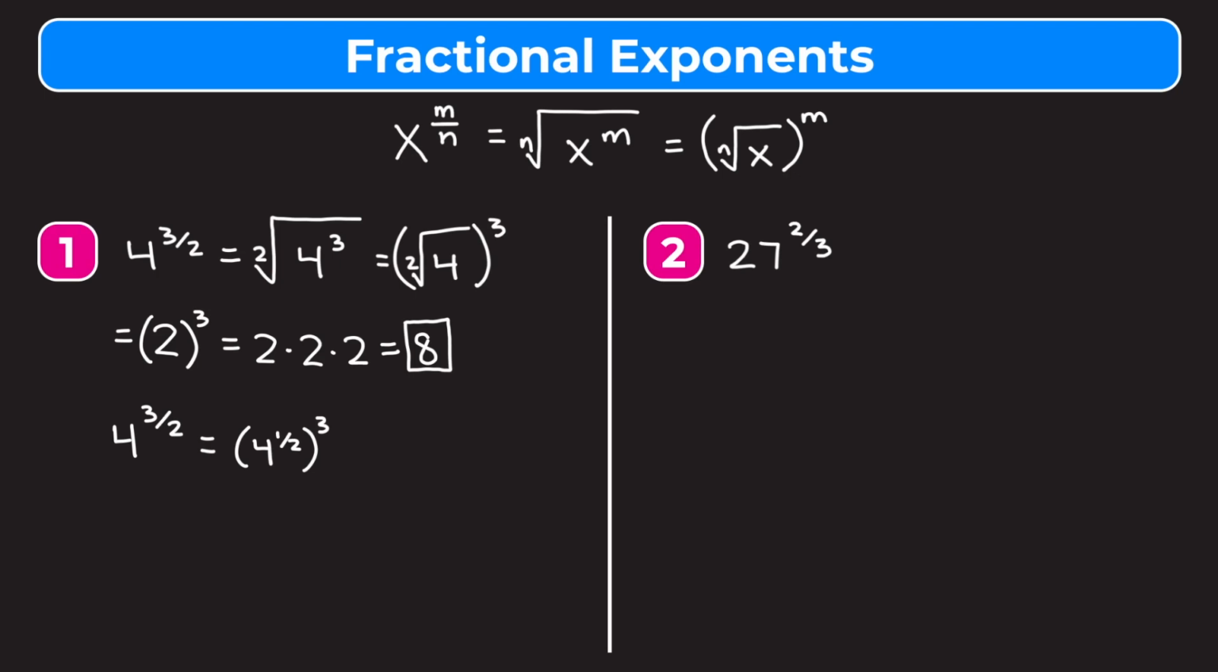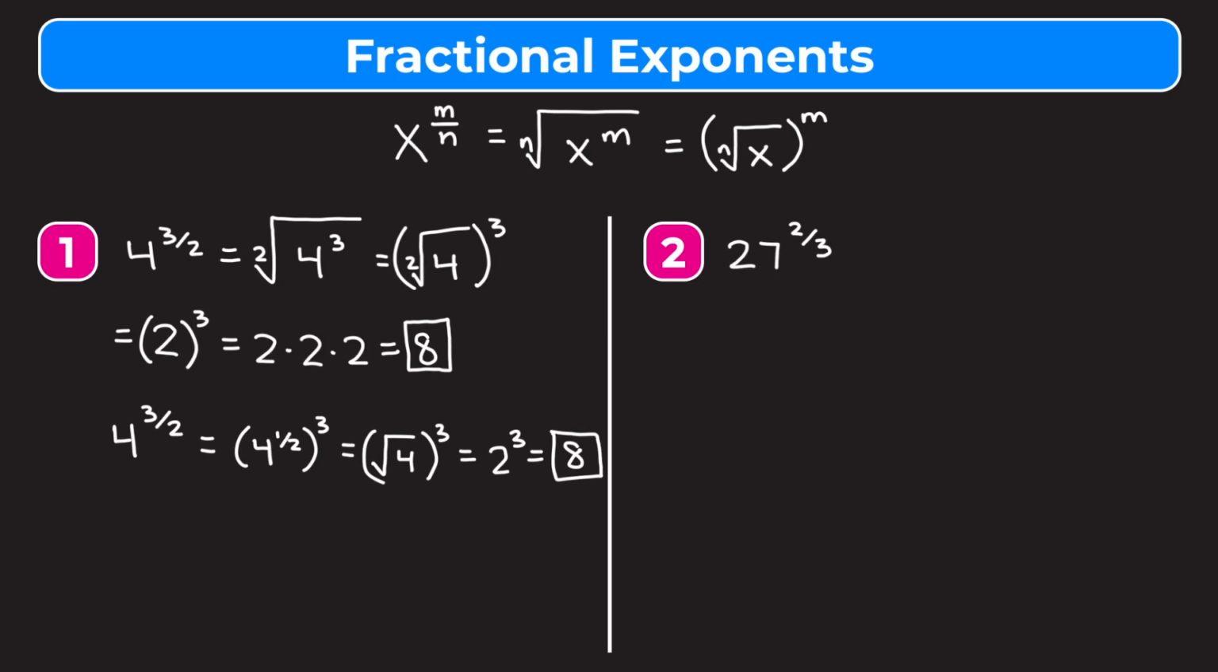And now you guys may know that raising something to the half is the same as just taking the square root. So this is really the square root of 4 to the third power, which looks similar to what we have up top. And we know the square root of 4 is 2, so this is 2 to the third, and we just found that 2 to the third is equal to 8. So either way you do it, you get 8 as your answer.